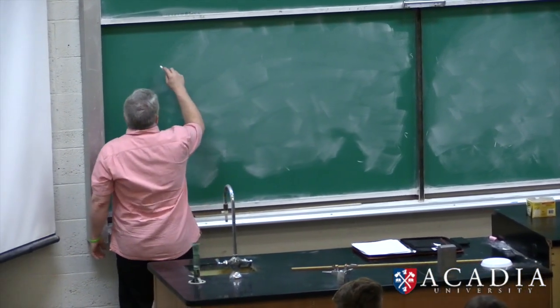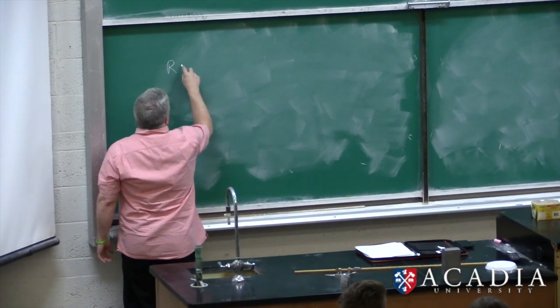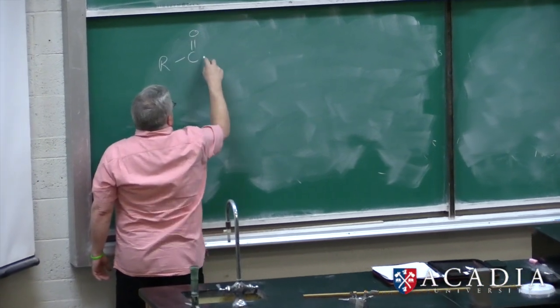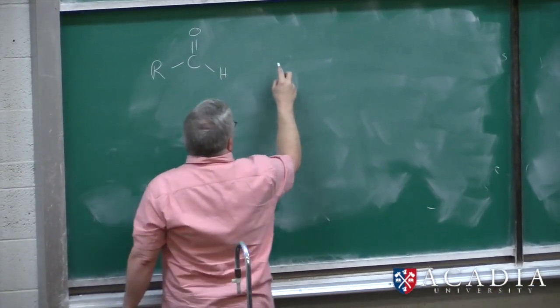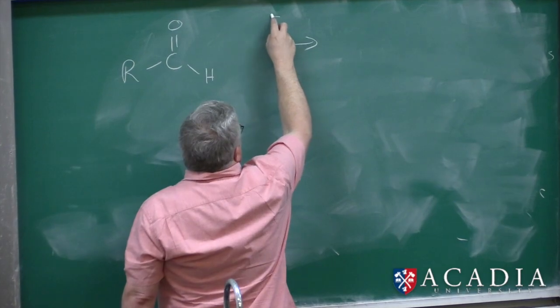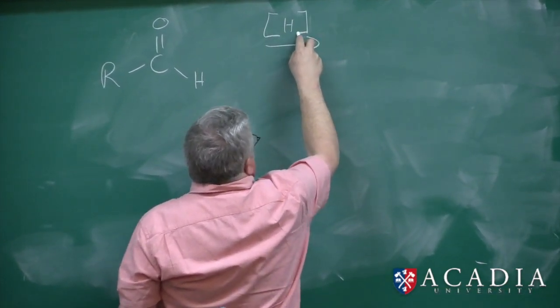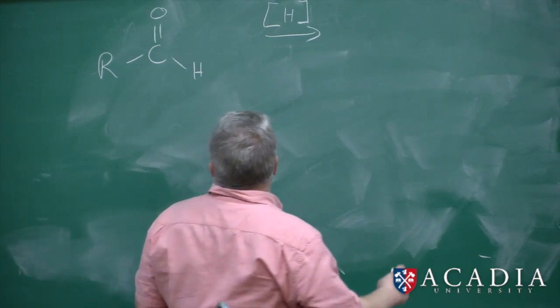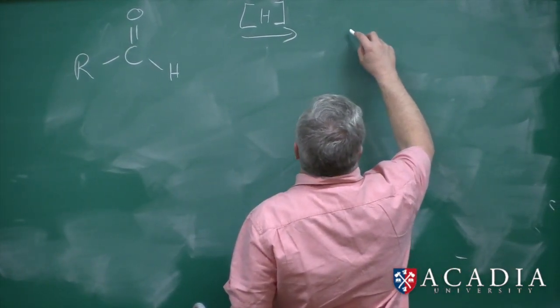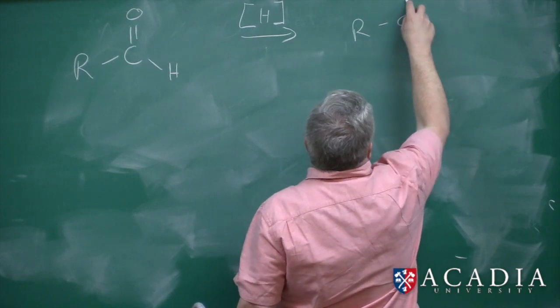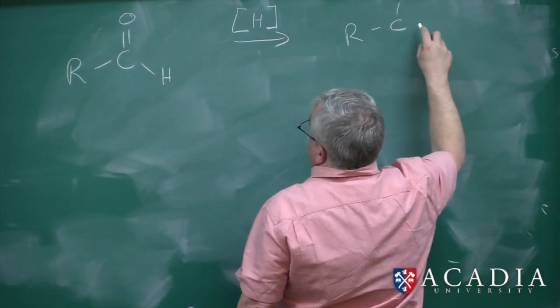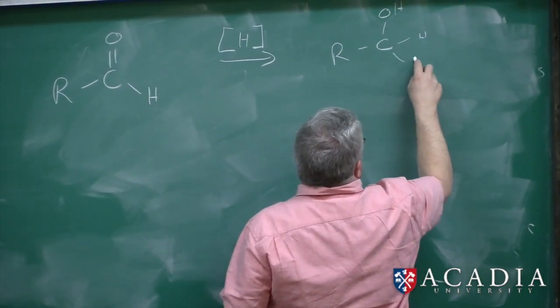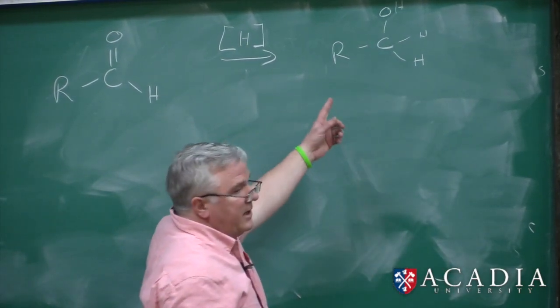So if we have some carbonyl compound, and I'm just going to use R, we can reduce. And again, we use our generic H in a box. That means we're reducing it. And this gives us a primary alcohol.